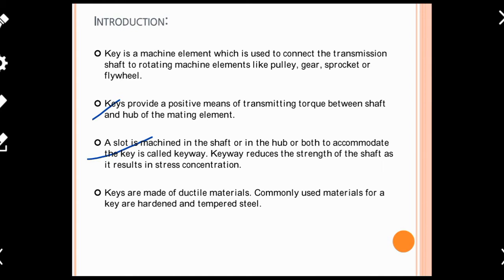Now if we are talking about the key material, then the most widely used key material you will find is ductile material. But in some special cases where high torque or power is required to be transmitted, the ductile material should be given additional strength so that it can sustain such high torque and power transmission. So to get a good strength material, the ductile material is generally treated by heat treatment processes, that means hardening and tempering, and after the ductile material is hardened and tempered, the key is manufactured from it.